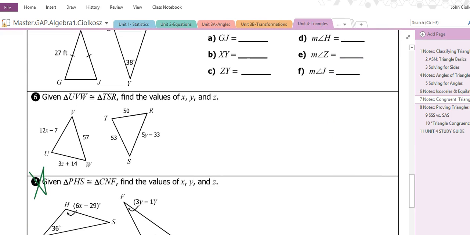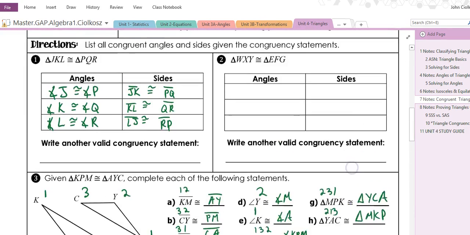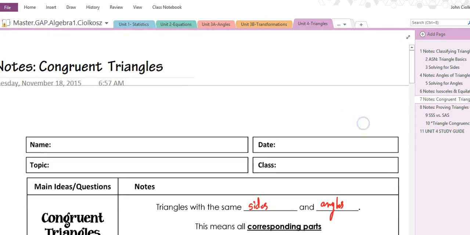At this point, you guys are working on 5 and 6, as well as anything we didn't complete up here. Once you finish up with note 7, complete your practice, and we're going to go to 8.